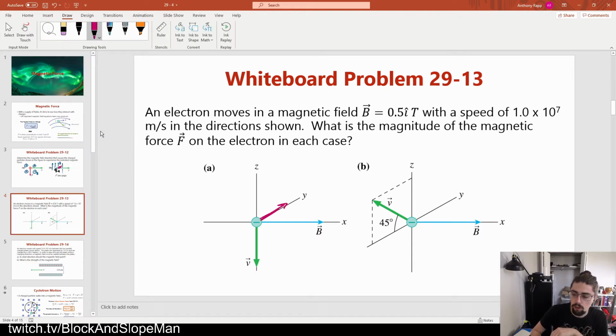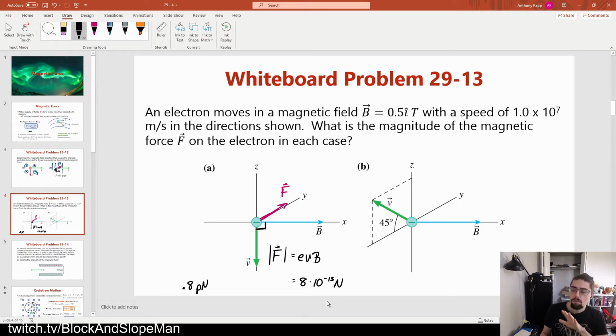So there's my force. Between V and B, that's a 90-degree angle, right? So the sine of 90 is always going to be 1. If I'm just interested in the magnitude, I can just say that's E, V, B, which is 8 times 10 to the negative 13, or 0.8 piconewtons.